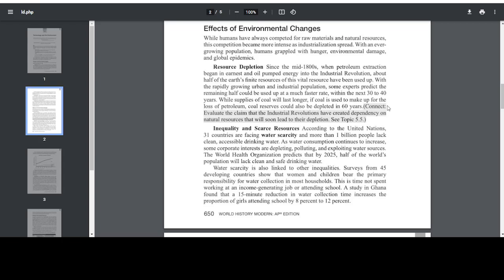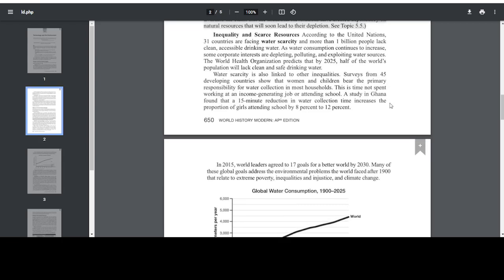Inequality and scarce resources. According to the United States, 31 countries are facing water scarcity, and more than 1 billion people lack clean and accessible drinking water. As water consumption continues to increase, some corporate interests are depleting, polluting, and exploiting water resources. The World Health Organization predicts that by 2025, half of the world's population will lack clean and safe drinking water.